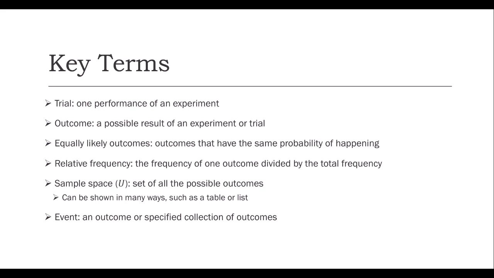Relative frequency is the frequency of one outcome divided by the total frequency. Our sample space, which is denoted by a capital letter U, is the set of all possible outcomes. So this can be shown in many ways, such as on a table or in a list. And then an event is an outcome or specified collection of outcomes.